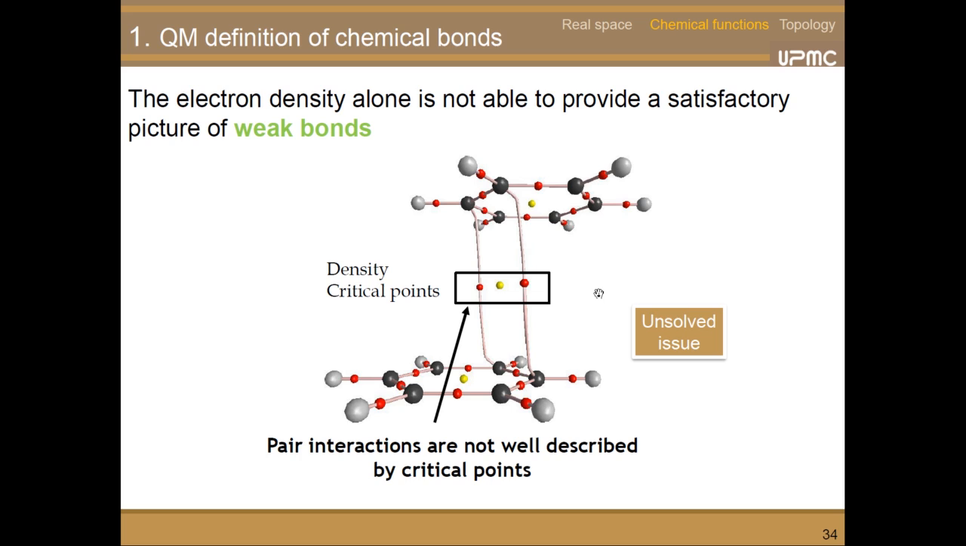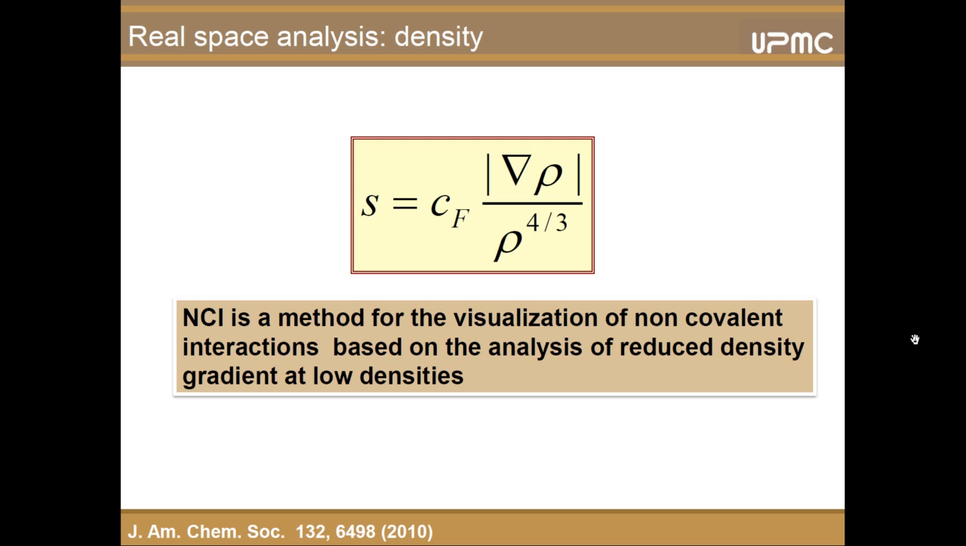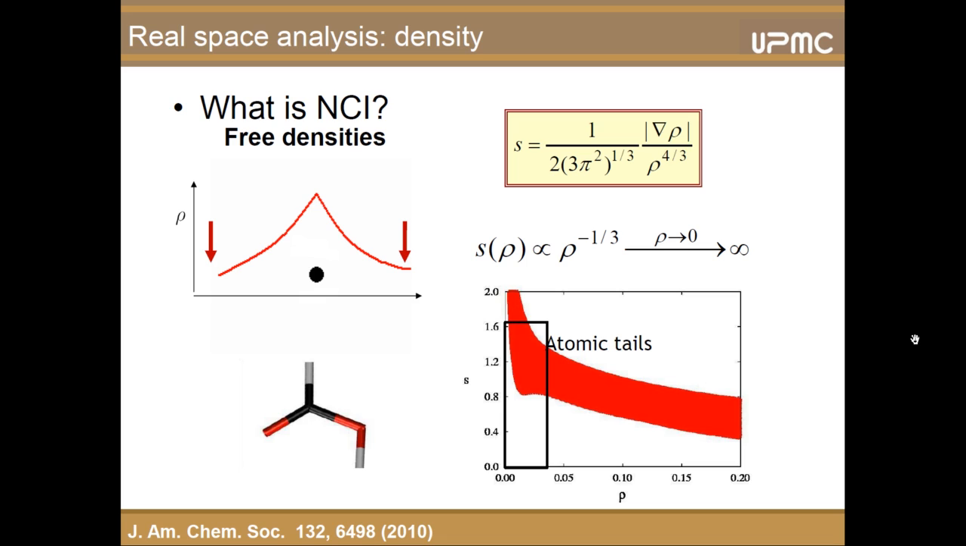But actually, that's not very well describing the interaction here, because that's a pi stacking. That's a benzene-to-benzene interaction. So for those cases, we use another function, which is the reduced density gradient. That's done through a method called NCI, and it is used for the visualization of non-covalent interactions. It works as follows.